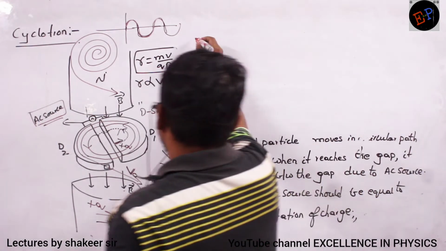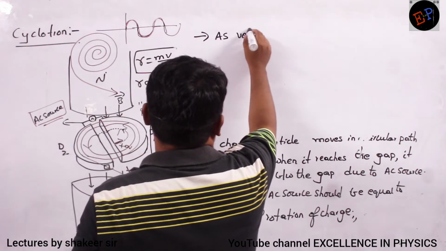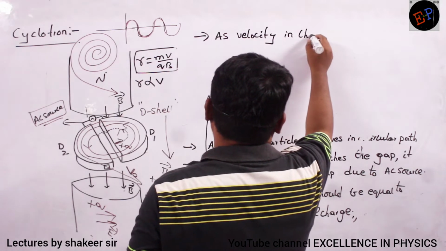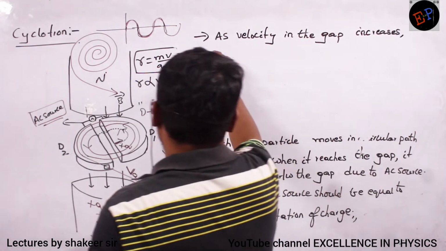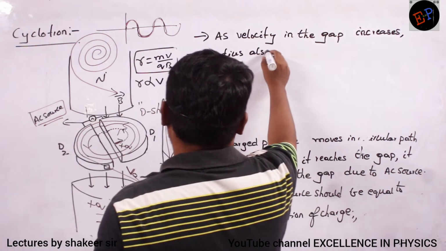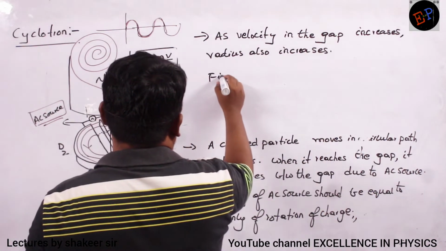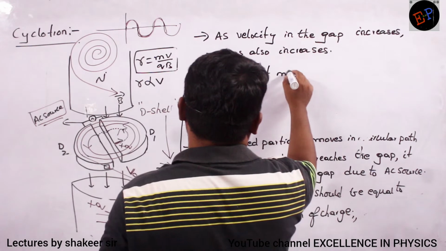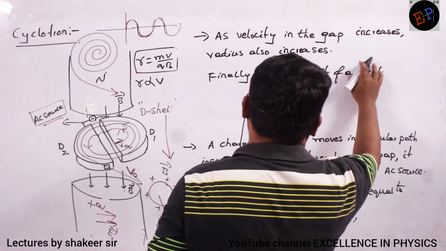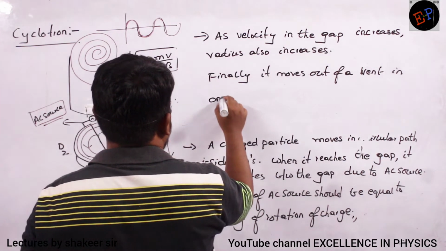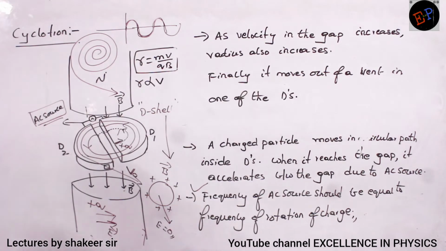As velocity in the gap increases, radius also increases. Finally, it moves out of a hole, or you can call it a vent, in one of the D's. So this is the concept of the cyclotron.